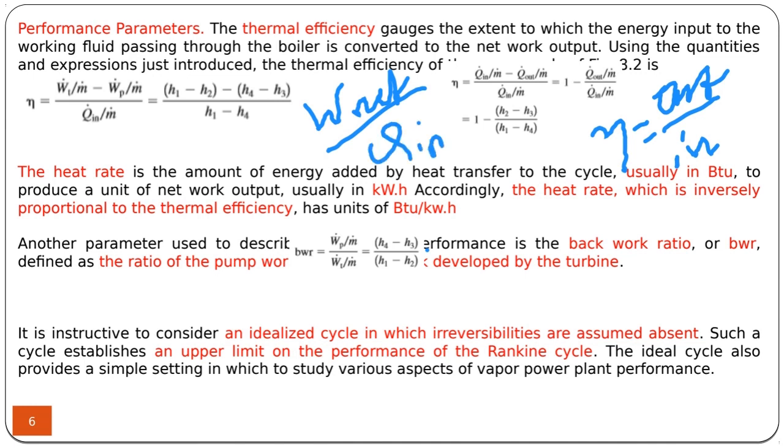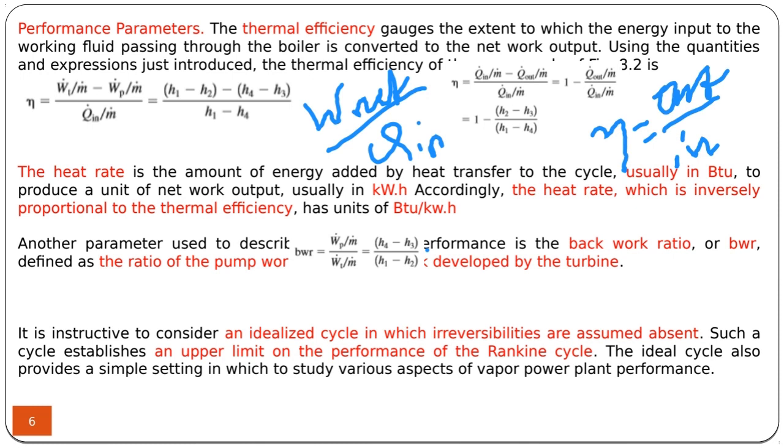So always the efficiency is defined as some output divided by some input. Now that this is a system to produce work, the output of the system is the net work of the system. Net work of the system is turbine work minus pump work, even though the pump work is much smaller than the turbine work, divided by the input to the system, which is the heat input into the boiler.